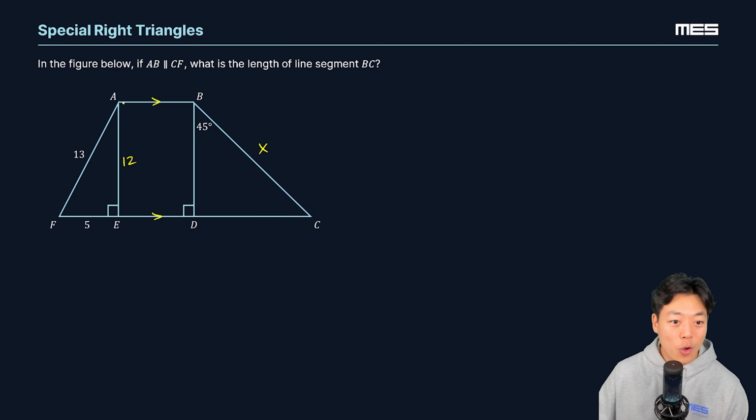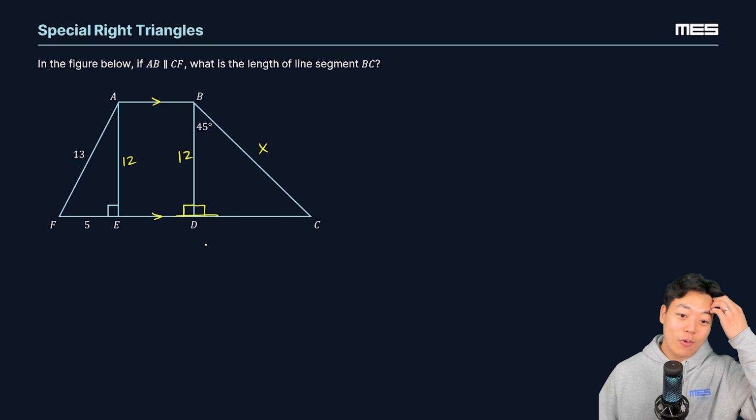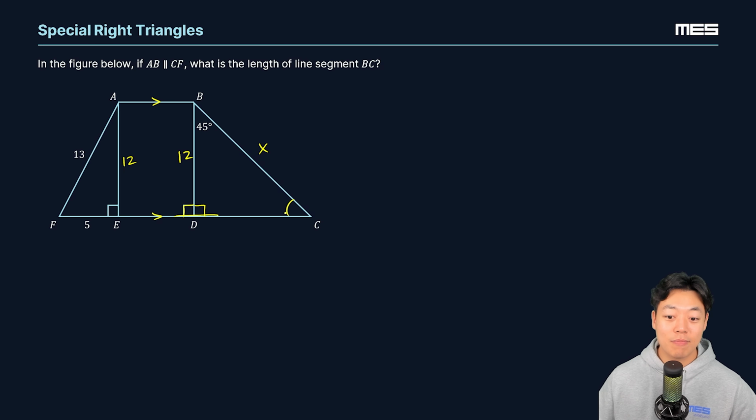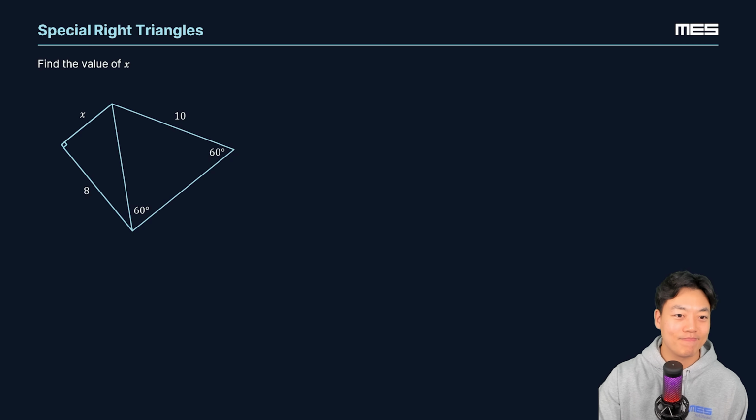Now, since we know that AB and CF are parallel, I also know this length BD will be 12. I also recognize CF is a line, so since this angle is a right angle, I know this angle will also have to be a right angle because 90 plus 90 is equal to 180, this line. All right, so we have 45 degrees. This will also be 45 degrees. Guess what we have? We have a 45, 45, 90 triangle. That means this has to be 12, and X will be 12 times radical 2. And that's it. You could solve it really quickly now.